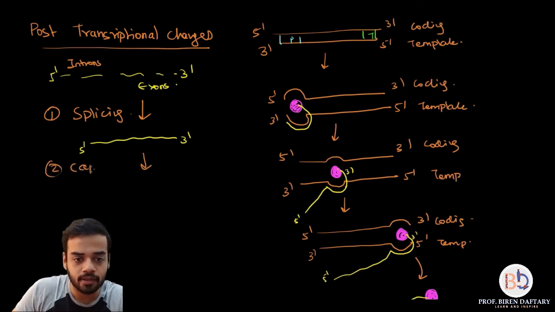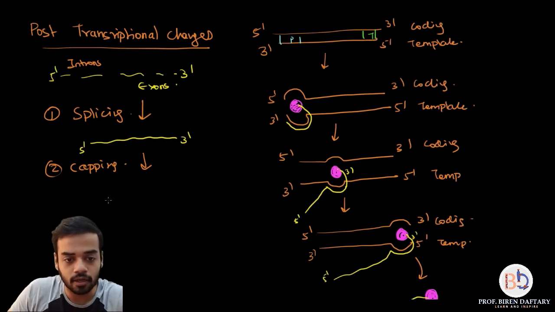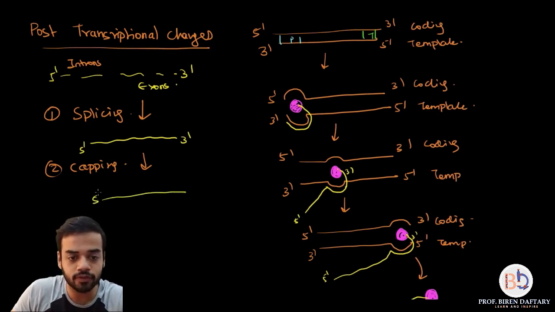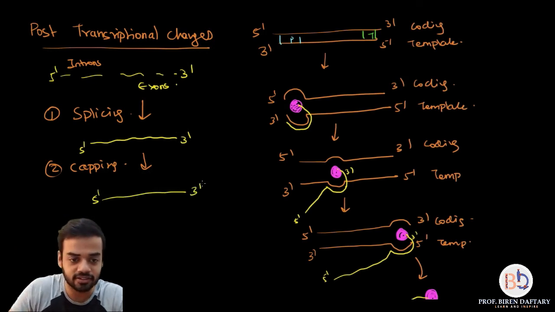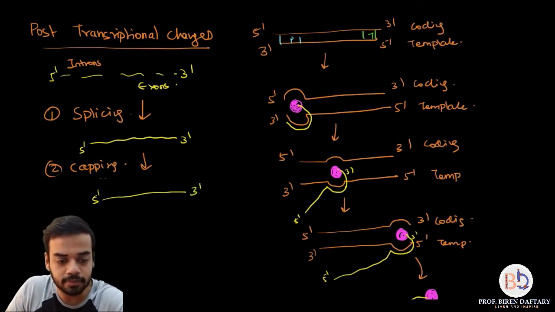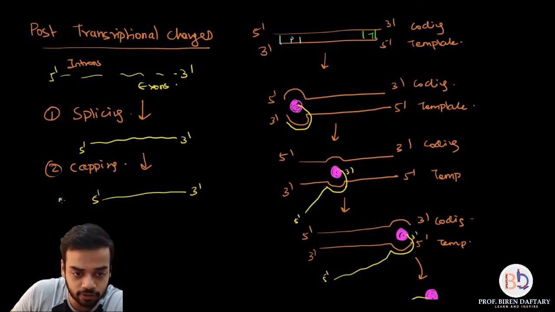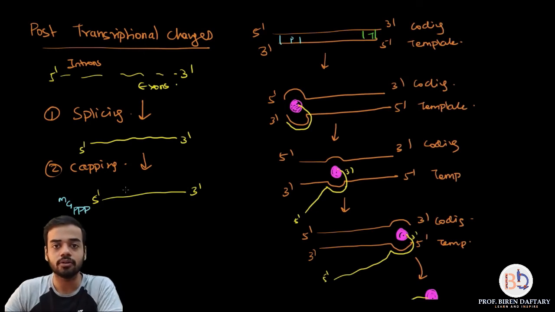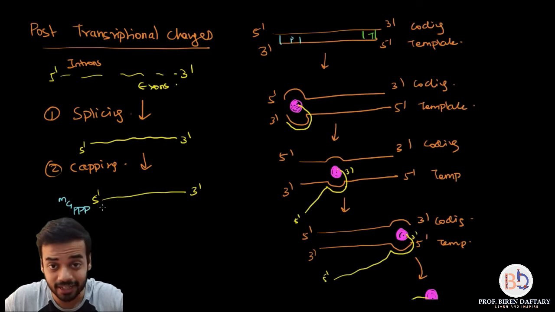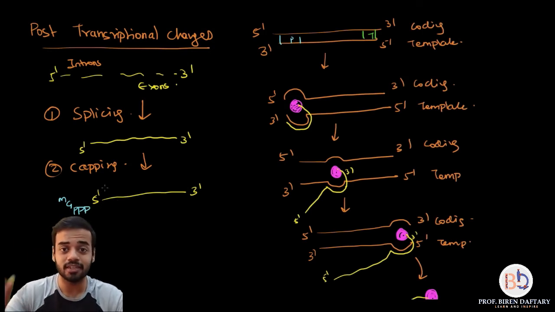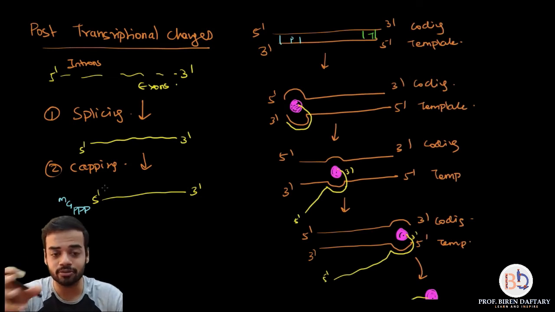Okay, and in this step, around the 5 prime end of the mRNA, a special type of nucleotide is attached which is called methyl guanosine triphosphate. It is written like this, MG+P. Now, why is this methyl guanosine triphosphate attached to the 5 prime end of this primary transcript, or this crude mRNA, or this heterogeneous RNA?